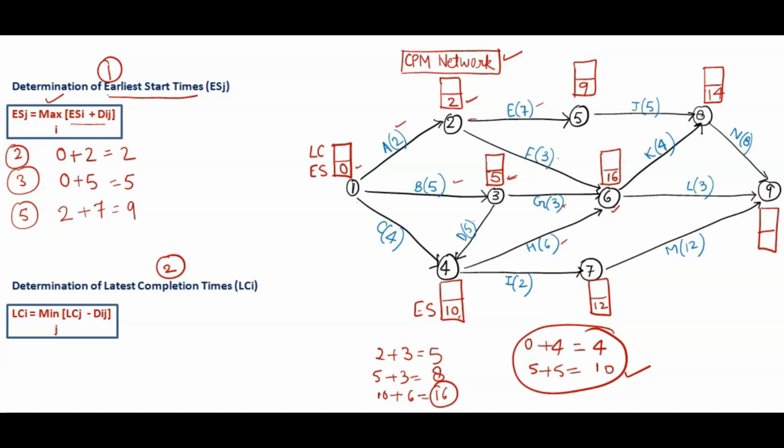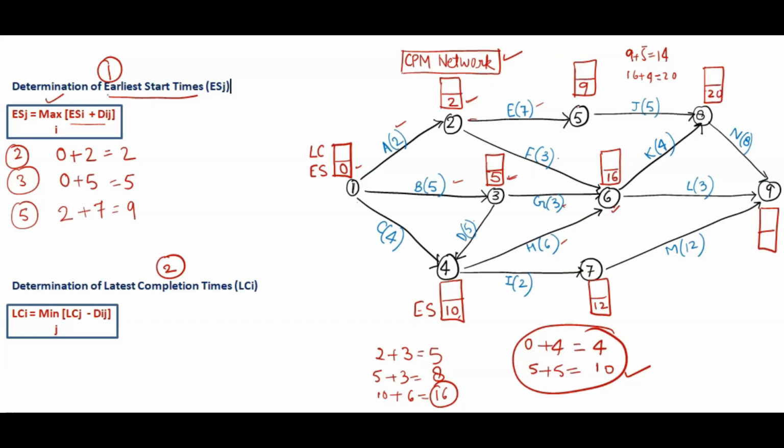For the 8th node, you need to change this too. Here we have 2 activities coming towards 8, that is J and K. J means 9 plus 5, 14, and K means 16 plus 4, 20. So maximum is 20, so we'll write 20 here.